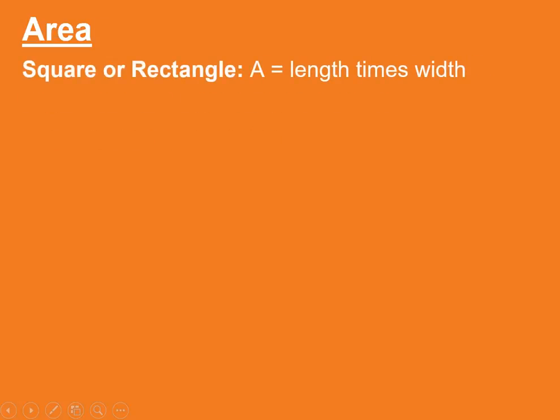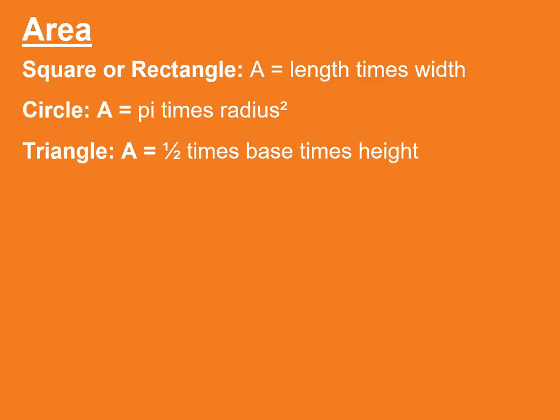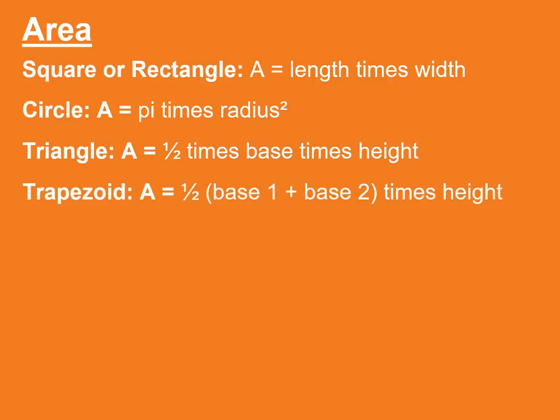For area, for a square or a rectangle, area equals length times width. For a circle, area equals pi times radius squared. And for a triangle, area is 1/2 the base times height. For a trapezoid, area is 1/2 of base 1 plus base 2 times the height.